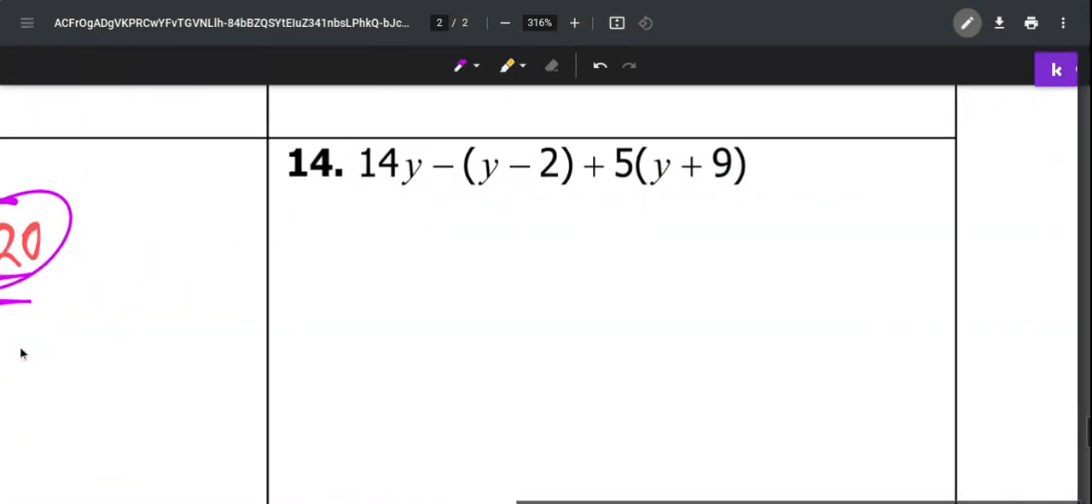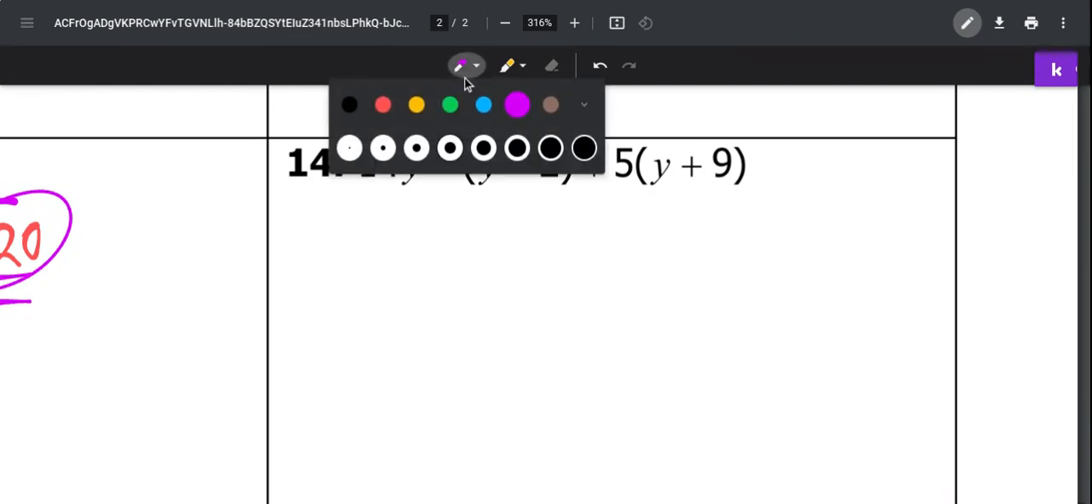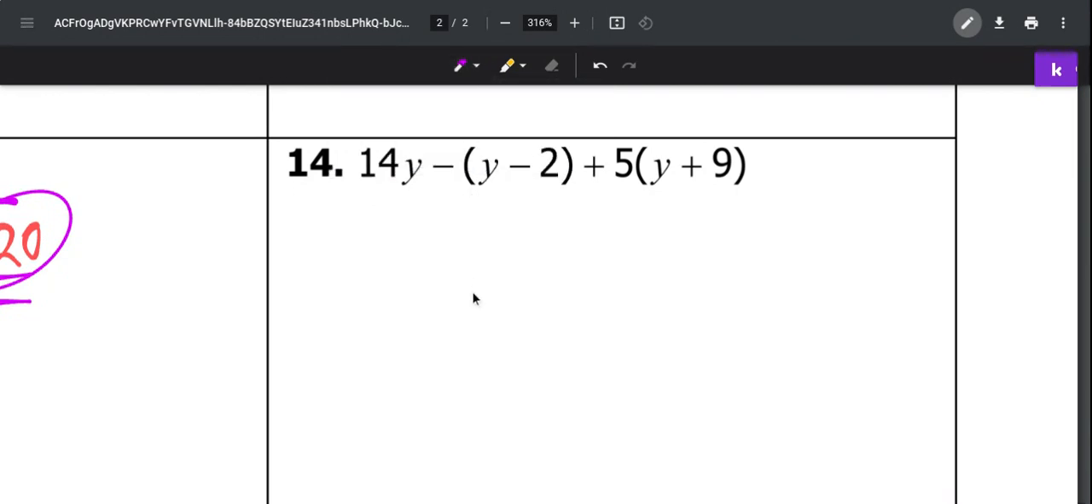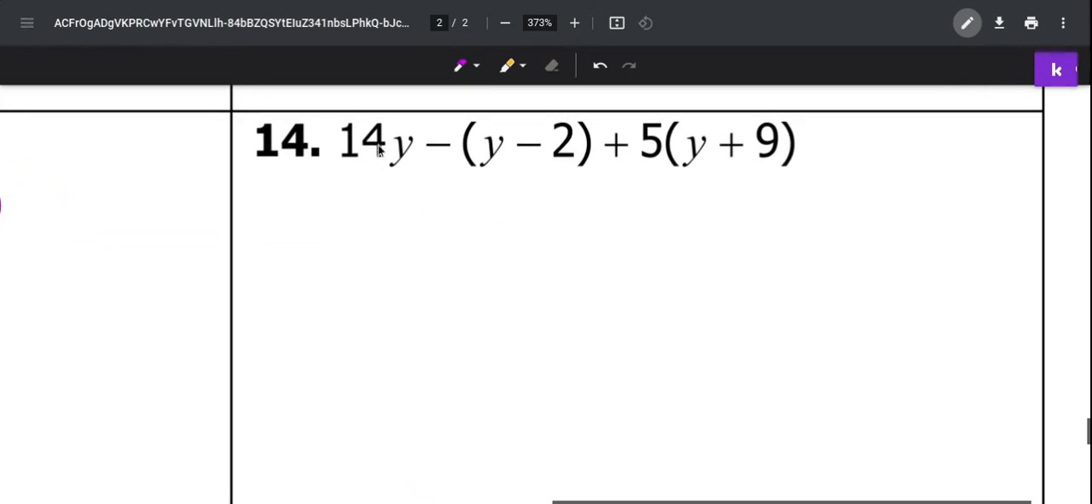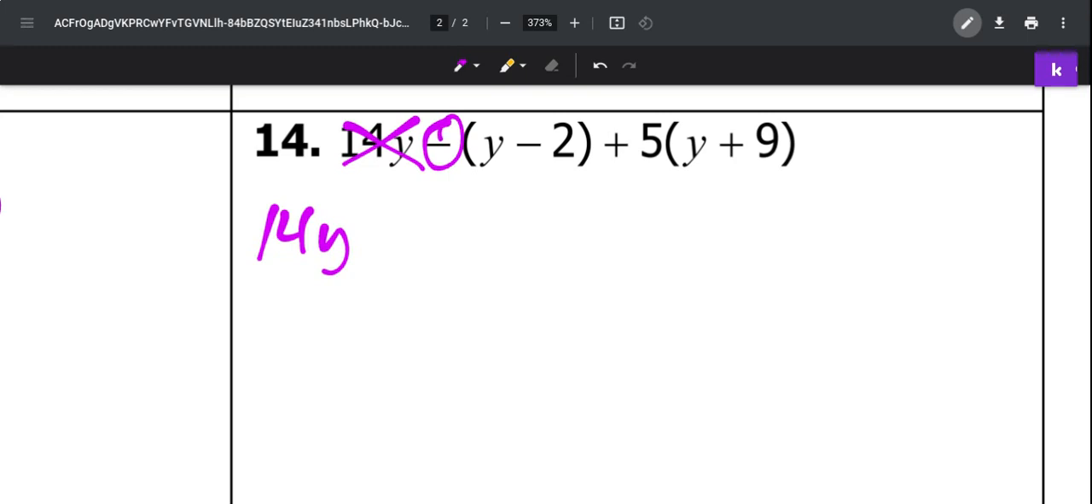Let's see if you could do 14. All right, so pause and do 14, and then I'll explain it. All right, so on 14, first of all, we distribute first before anything else. So this 14y is actually just going to come down. Now, if we bring that down and mark it out, you'll see there's a negative or a minus sign left in front of this parentheses.